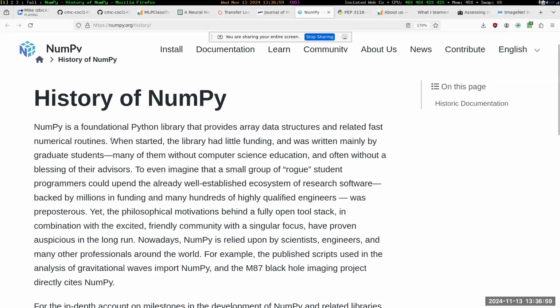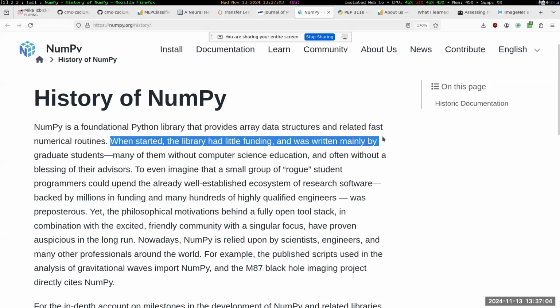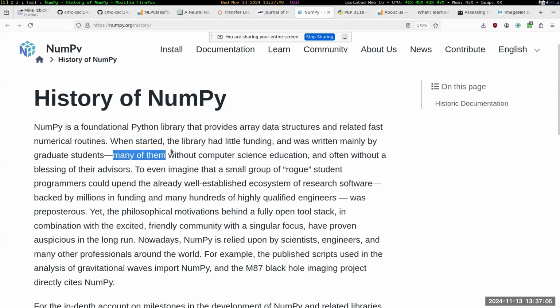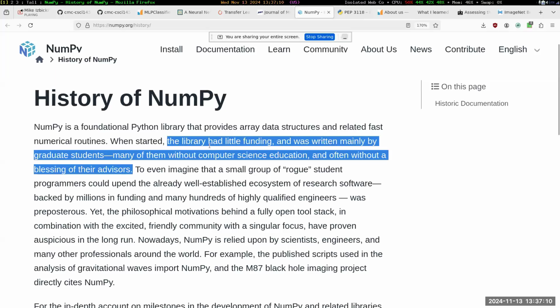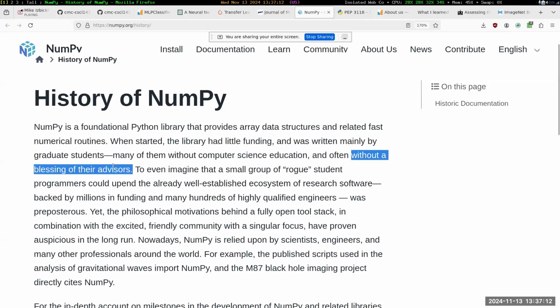In this history here, the one thing that I wanted to highlight is that when the project started, the library had little funding and was written mainly by graduate students, and often without the blessing of their advisors. So these were people basically working in secret from their bosses. Most advisors would have advised against doing things like this. And even today, most advisors would correctly advise their students not to work on software projects like this at all. This is the sort of thing that you don't actually get career credit for.